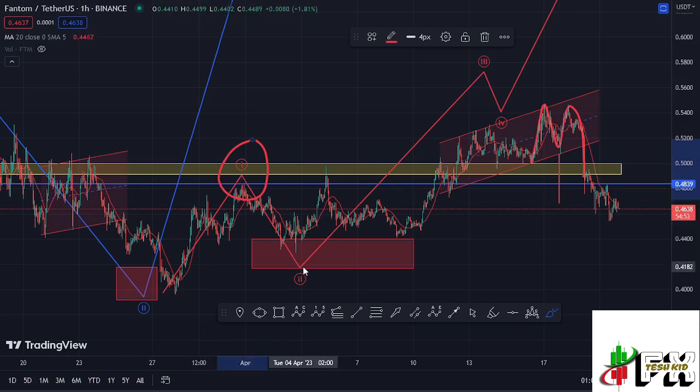And having seen the formation of that first wave and a corrective structure in the formation of this wave 2, my primary scenario here on the Fantom chart has been that whatever we have been seeing over here was the start of an impulsive wave to the upside in the formation of this wave 3.